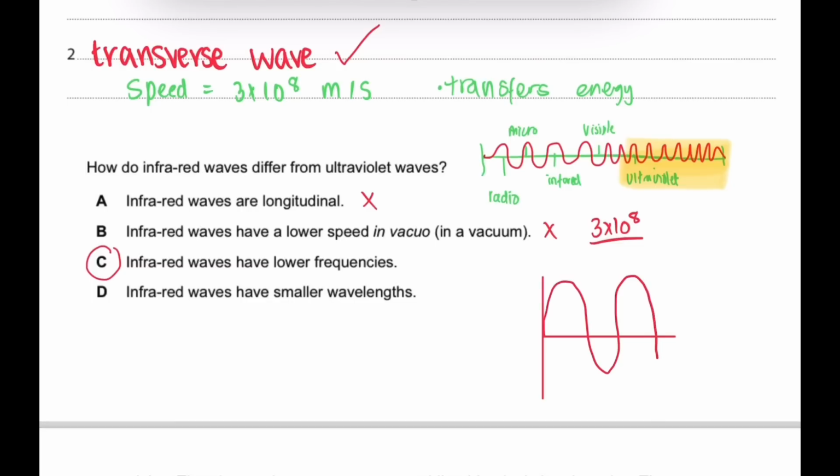In this diagram that I am drawing for you, these 2 points are the wavelengths, and the closer they are, the higher the frequency. So the fact that the wavelengths in the infrared section are further apart means that it has a lower frequency. So indeed, C is the correct answer.